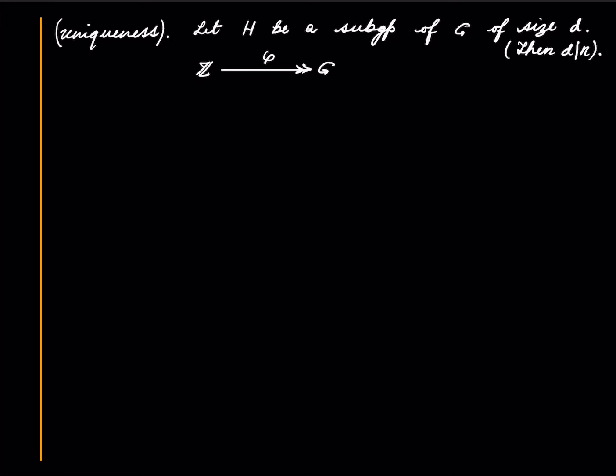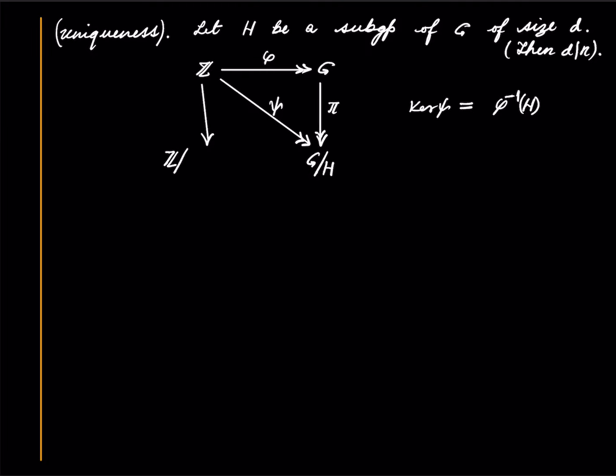And now we continue with this diagram. This is the natural projection map. Of course, that would be surjective. And what is the kernel of the composite? Let's say the composite is psi. Kernel psi is nothing but phi inverse H, right? So we have that by the first isomorphism theorem. Since psi is also surjective, the first isomorphism theorem says that we have this isomorphism. Therefore, the size of this is equal to that, which is n by D.